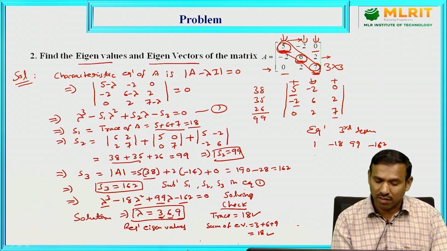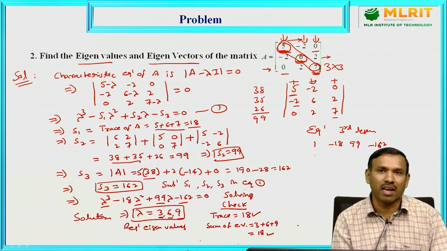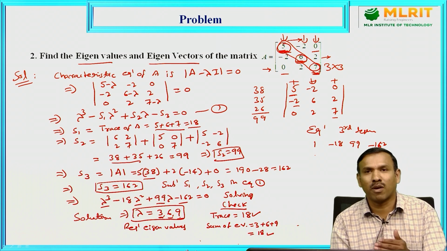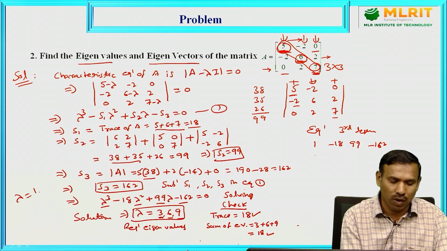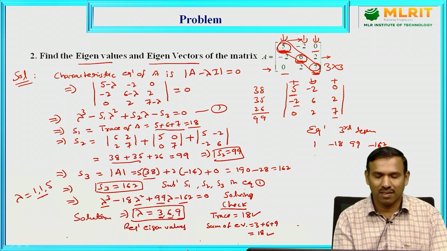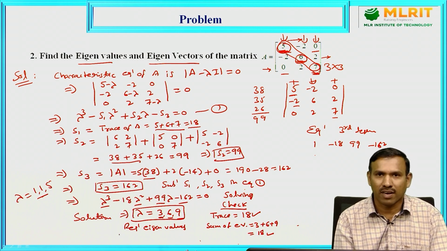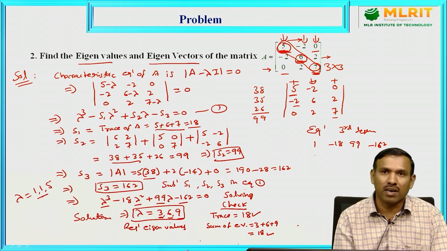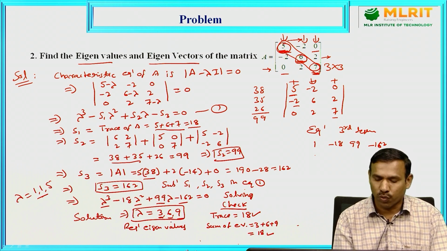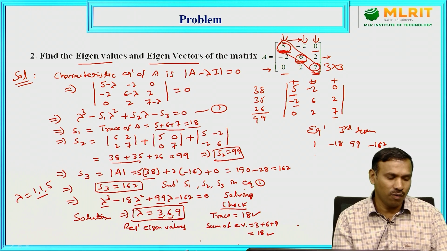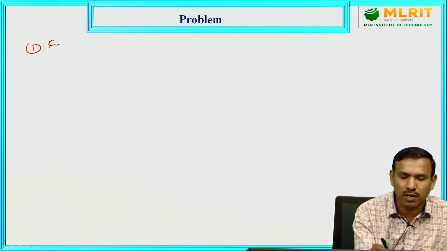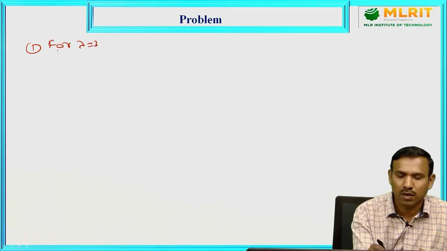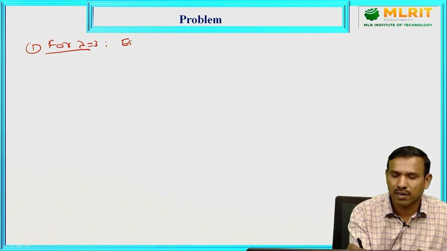Remember, students, these 3 eigenvalues are distinct eigenvalues, and this is how we find eigenvectors for distinct eigenvalues. For repeated eigenvalues, suppose in some problem we get 1, 1, like the previous problem where we got 1, 1, 5, then there is a little change in the procedure for finding eigenvectors. We will discuss both. Here we got distinct eigenvalues, so we discuss how to find the eigenvector corresponding to each one. First, for lambda equal to 3, we need to find the corresponding eigenvector.